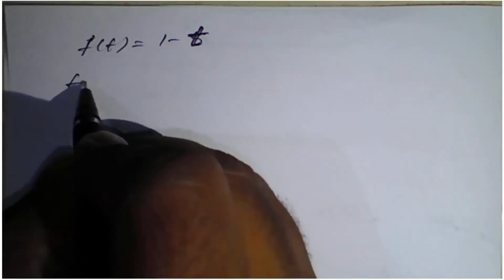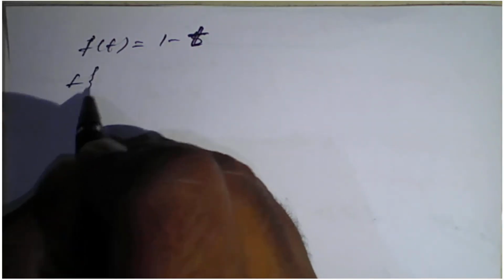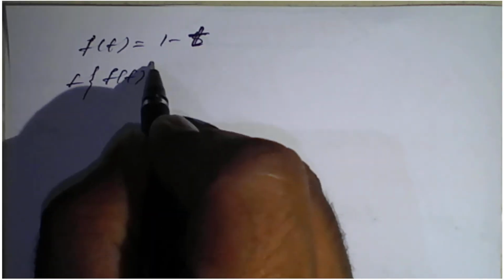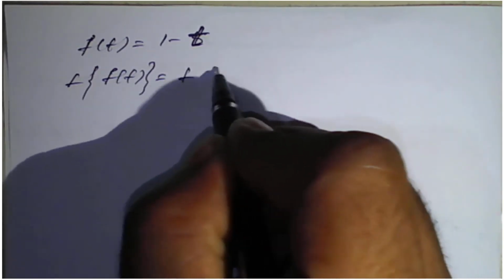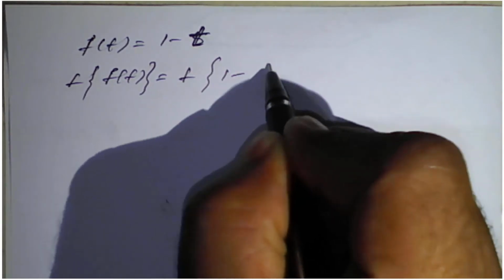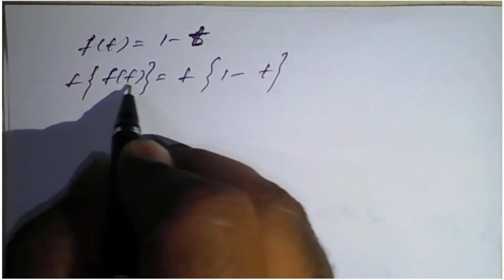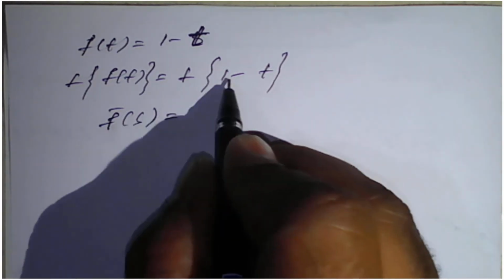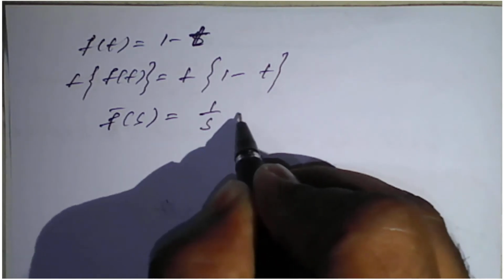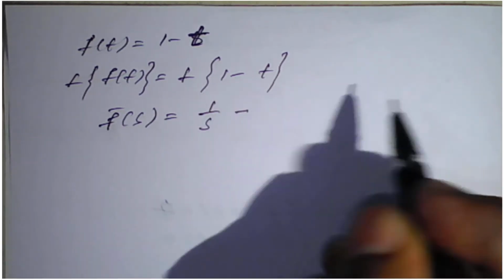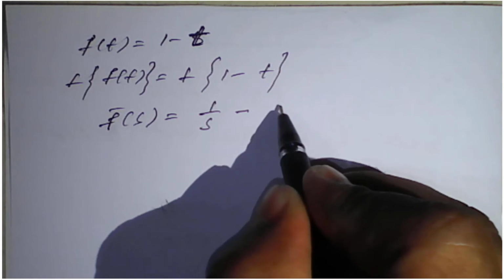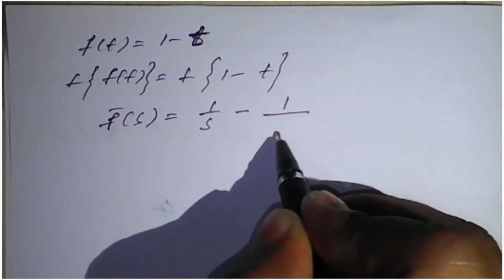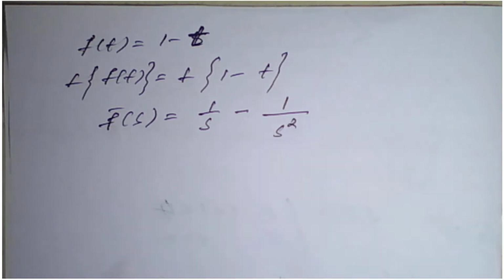F of t will become 1 minus t. So we need to apply Laplace transform for this. Laplace transform of f of t is equal to Laplace transform of 1 minus t. So Laplace transform of f of t is nothing but f dash of s, and Laplace transform of 1 is 1 upon s, minus Laplace transform of t, which will be 1 factorial divided by s raised to 1 plus 1, that is s square.